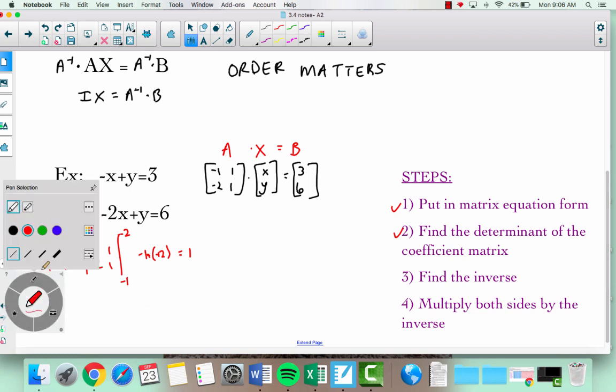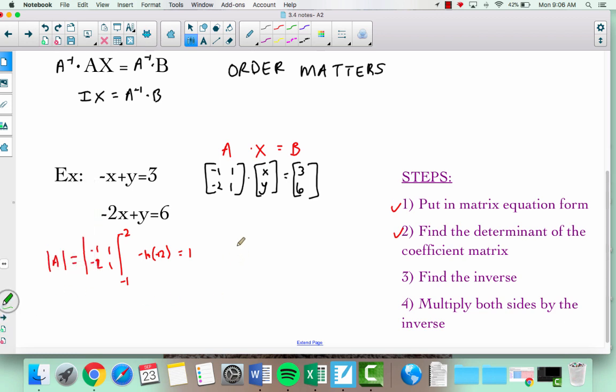Then in step 3 it says to find the inverse. And so remember, to find the inverse, we always take 1 over our determinant, so that's 1 over 1. And then we take the original coefficient matrix and we switch the main diagonal, so that becomes 1 and negative 1. And then we change the signs of the other diagonal. That becomes positive 2 and negative 1. And then we multiply this out. 1 divided by 1 is just 1, so our inverse matrix would be 1, negative 1, 2, negative 1. Okay, so step 3 is complete.